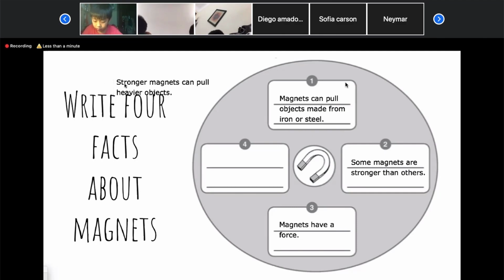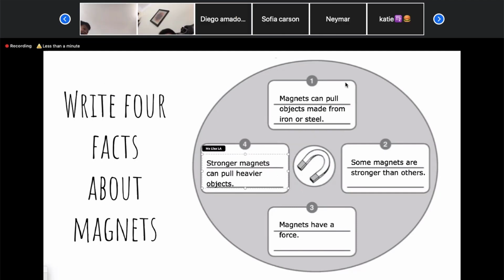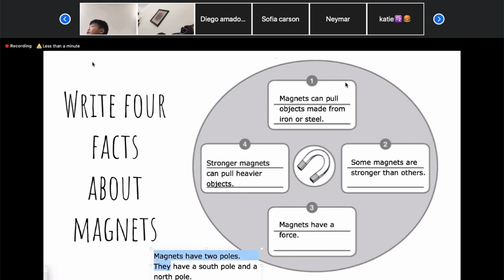Okay. That's that fact. And then Cherry, let's write Cherry's fact as an extra fact. Cherry, can you read to me what you said again about magnet poles? Magnets have two poles named south and north. Okay, so a south pole and a north pole. That's another excellent extra fact. They have a south pole and a north pole. That's our bonus fact. Good job.